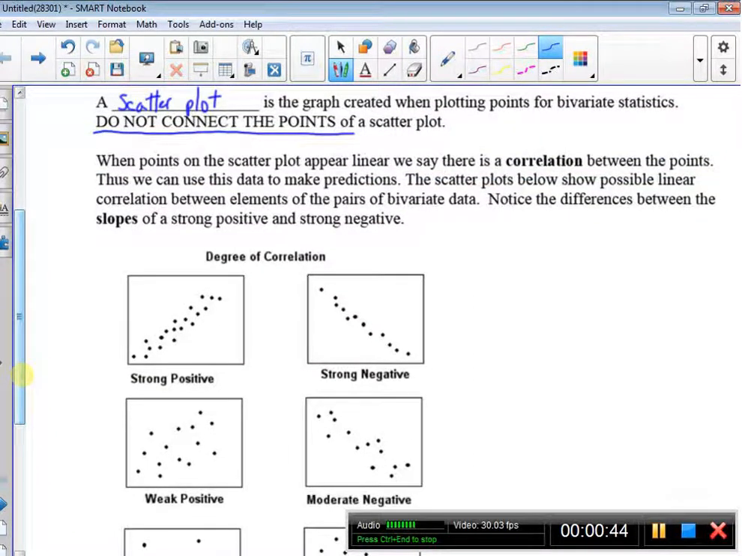So when points on a scatter plot, so here's some scatter plots, appear linear, we say there is a correlation between the points, and then we can make predictions. The scatter plots below show you strong positive. We could draw a nice line right through there, a line of best fit. This relates to a positive slope, and this relates to a negative slope.